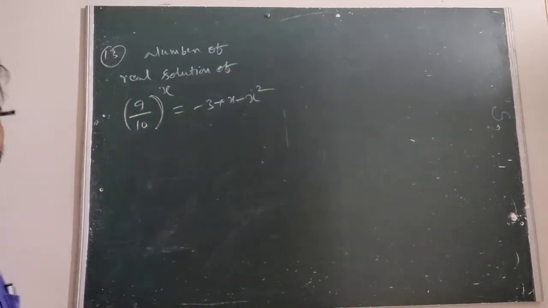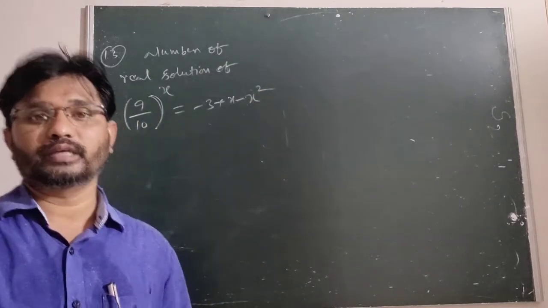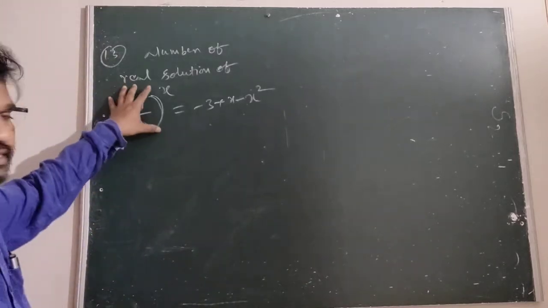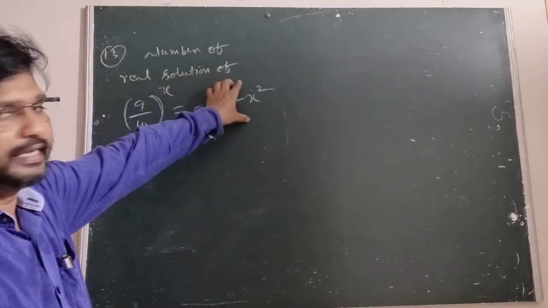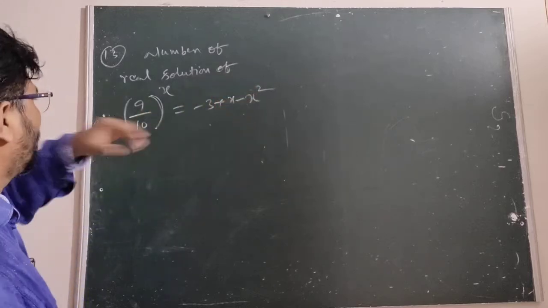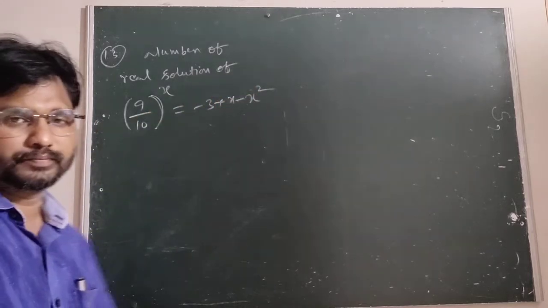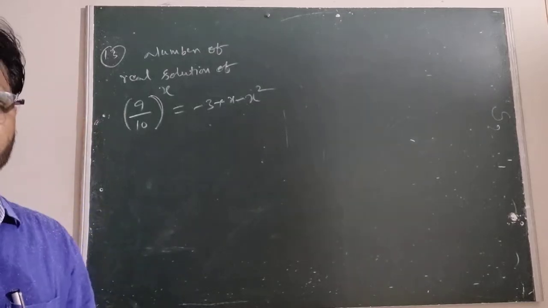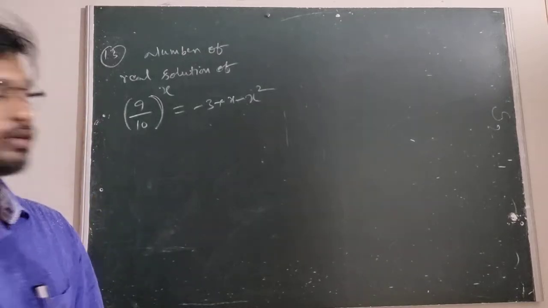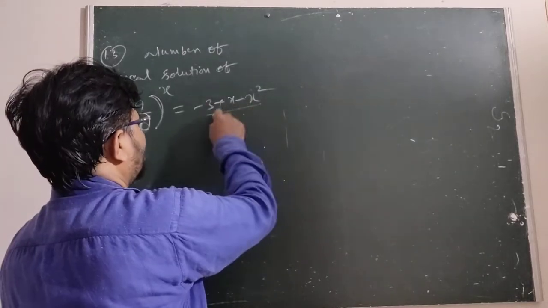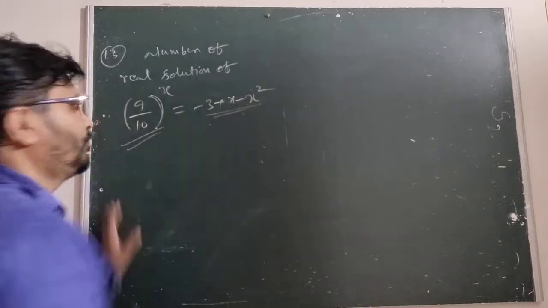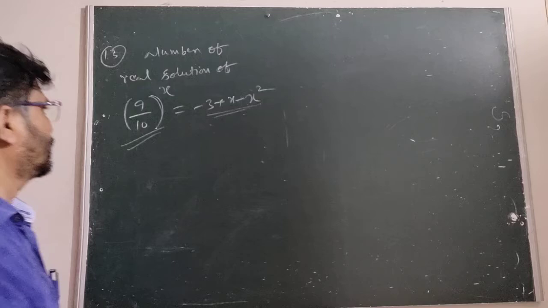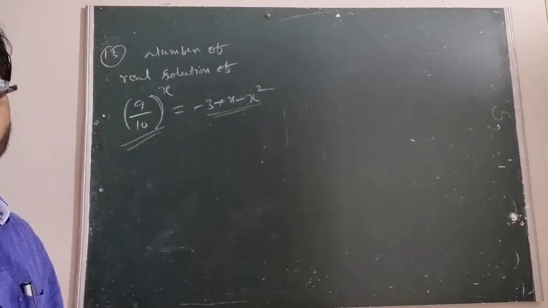That is, always we have to compare with ax² + bx + c. But here an exponential function is there, and another one is a quadratic expression. So how many real solutions are there here? That means where it cuts the curve. The number of real solutions means the point of intersection. The point of intersection of the curves is called the real solution.